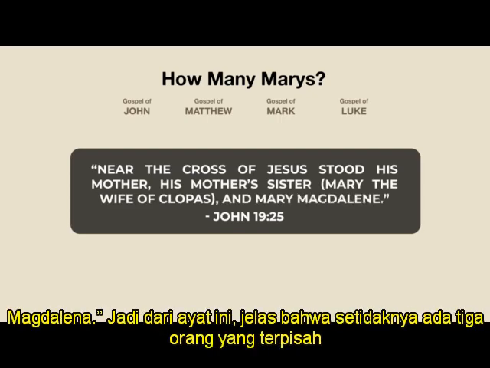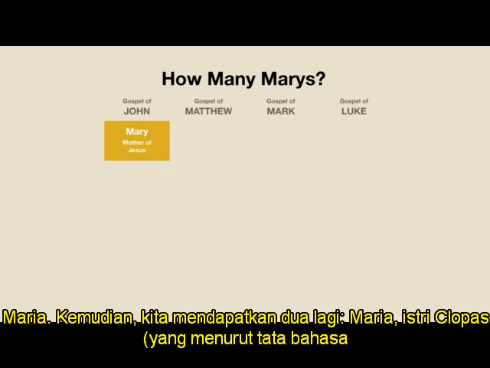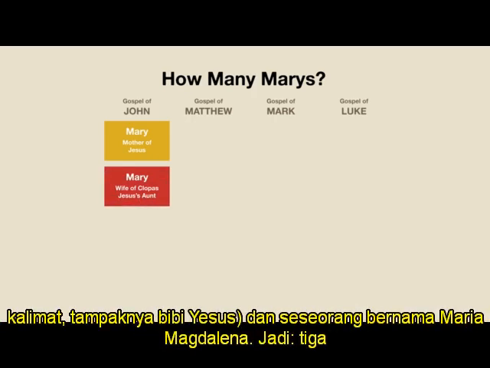So from this verse, it's clear that there were at least 3 separate people named Mary. Although the verse doesn't mention it, we know that the mother of Jesus was named Mary. Then we get at least 2 more. Mary, the wife of Clopas, who, according to the grammar of the sentence, seems to be Jesus' aunt, and someone called Mary Magdalene. So 3 Marys.